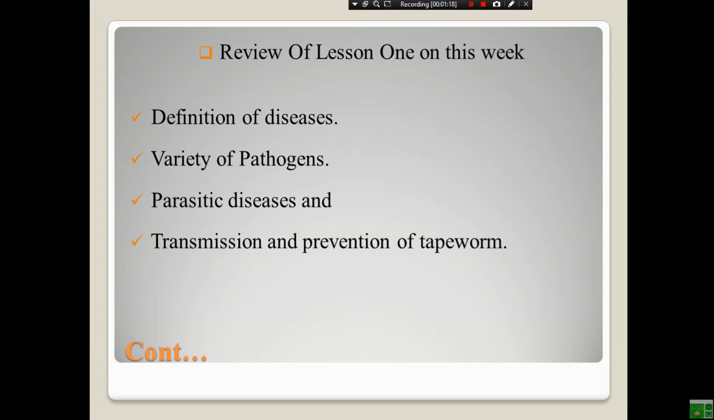It is transmitted through eating undercooked or raw meat, and its symptom leads to loss of weight. We can prevent it by surgical methods if the cyst is already formed, and also by using anti-worm drugs.